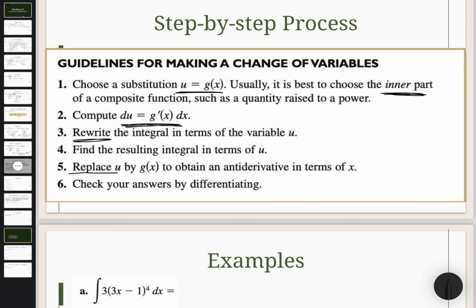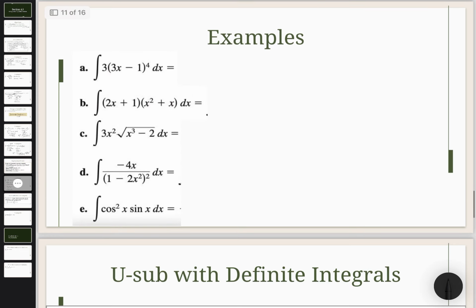At the end, I'm replacing u back with the original function to obtain something in terms of x, and then I'm checking my answers by differentiating. So that is your step-by-step process here. I'm going to show you 5 different examples on this next page. Again, pattern recognition, just making sure, hey, what would you guys choose as u? What would make sense here, okay? So here are these examples.